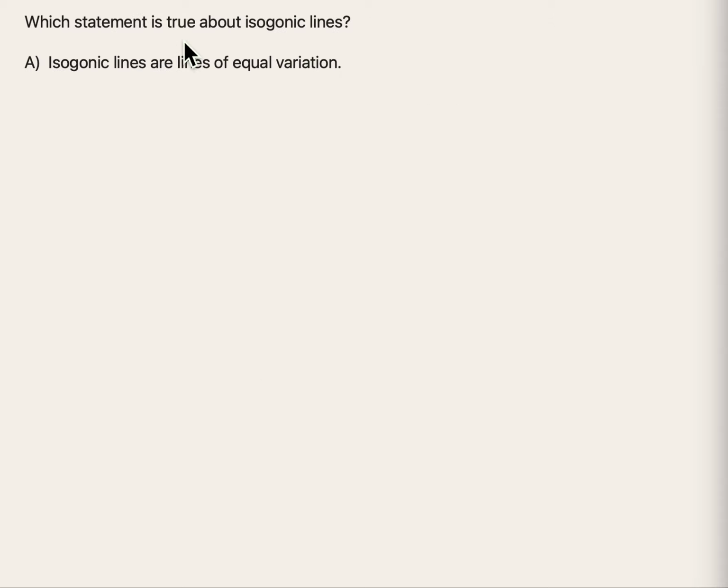Which statement is true about isogonic lines? Isogonic lines are lines of equal variation. Lines drawn across aeronautical charts to connect points having the same magnetic variation are called isogonic lines. Yeah, they're lines of equal variation, which is magnetic variation.